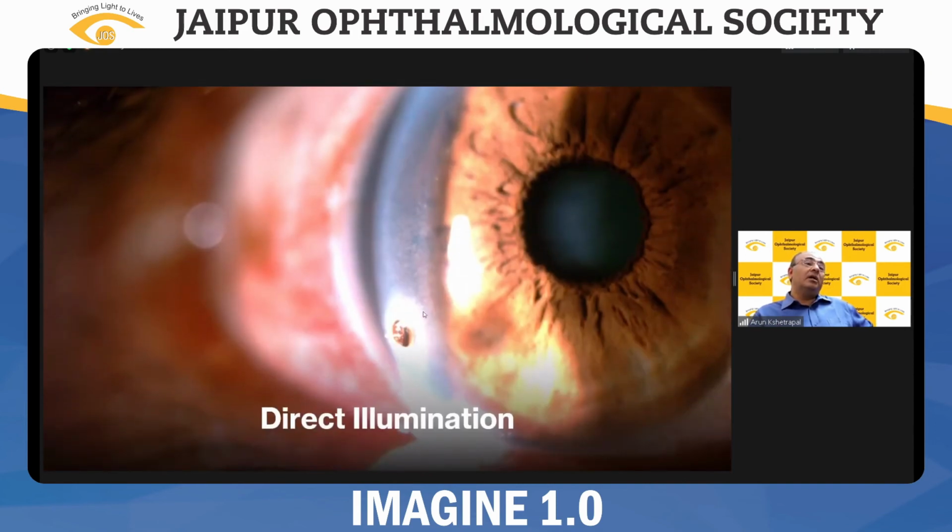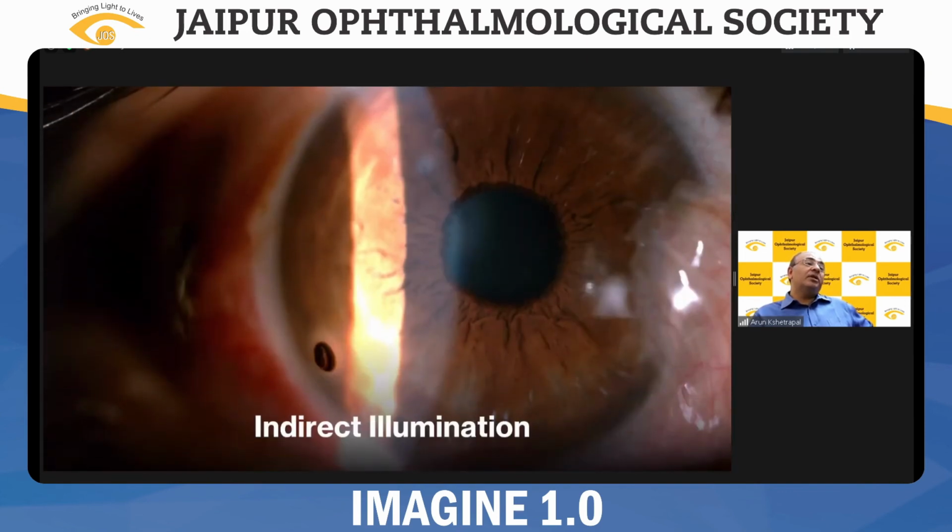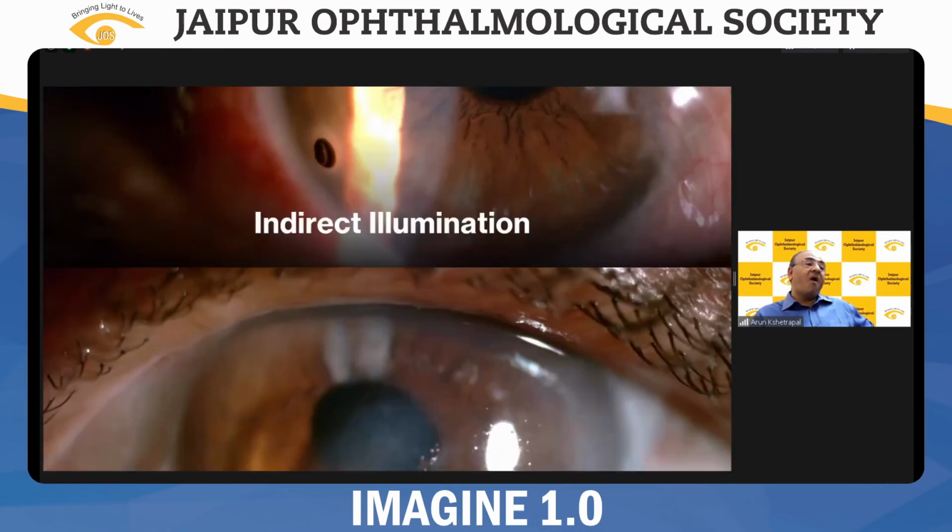Now, while taking a photograph, you can see that this is a direct illumination and here's a foreign body. The foreign body is not well demarcated in the direct illumination. There's a lot of reflection from the foreign body, and there's a hyper exposure. So what you can do is use an indirect illumination wherein you throw the light onto the iris and view the foreign body under indirect illumination where it is better visualized. So some of the tips and tricks to photograph.